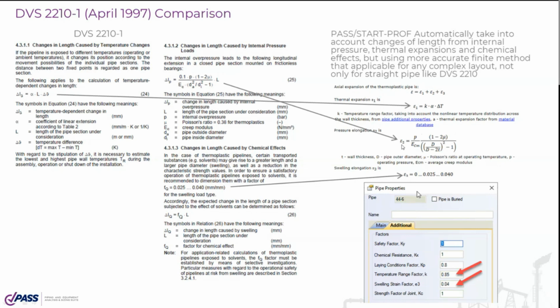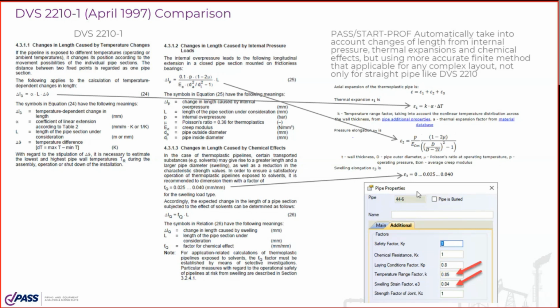The second factor is the pressure elongation of the pipe. It is calculated using this equation. It's pressure elongation of the pipe. It is also automatically taken into account if you define some pressure in the piping system. StarProf will take into account this elongation automatically.